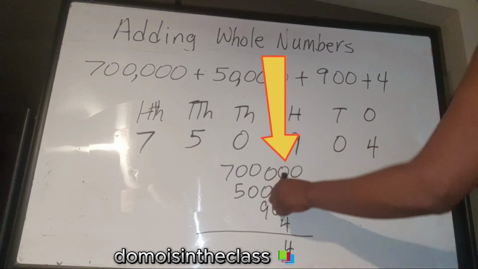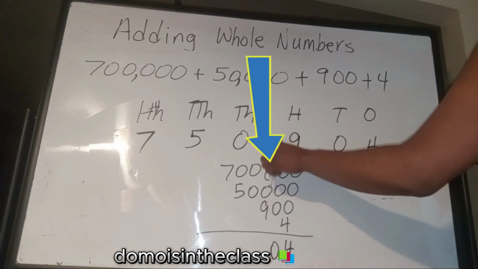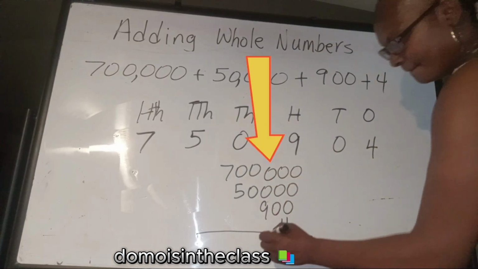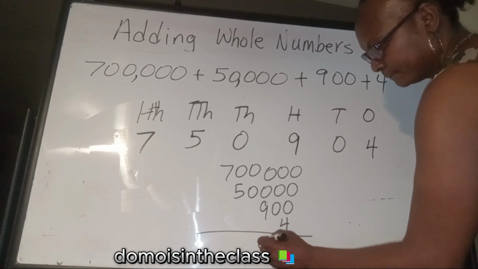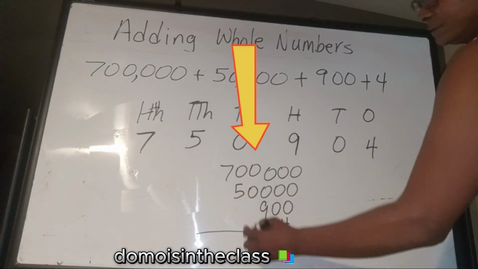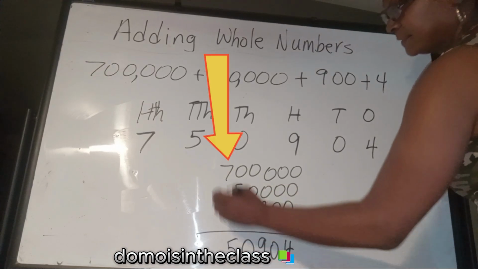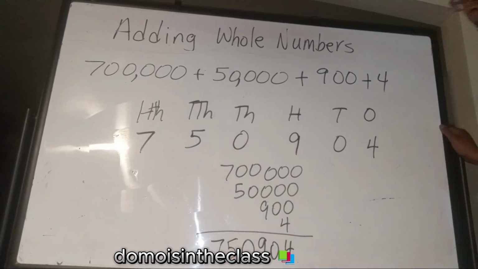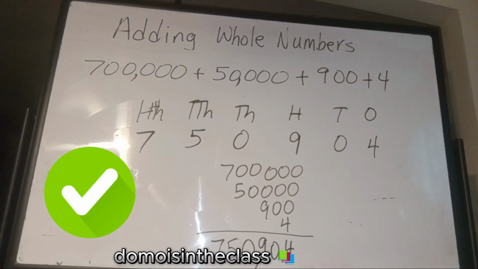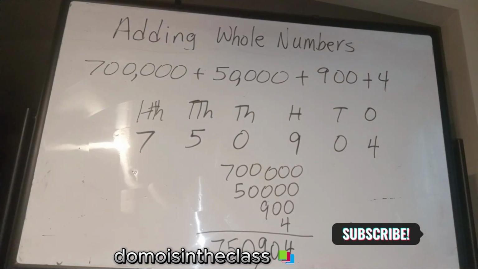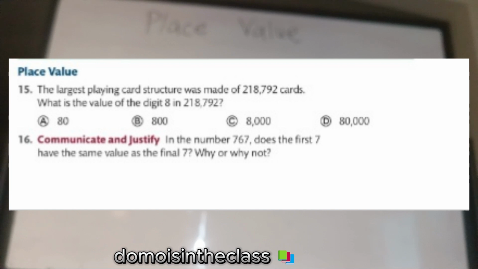And all zeros, then we have a 0. All zeros, and then we have a 9. A 9. And all zeros, we have 0. And 0, then 5. We have 5. And 7, we just bring one down. And we have 750,904. Great job.